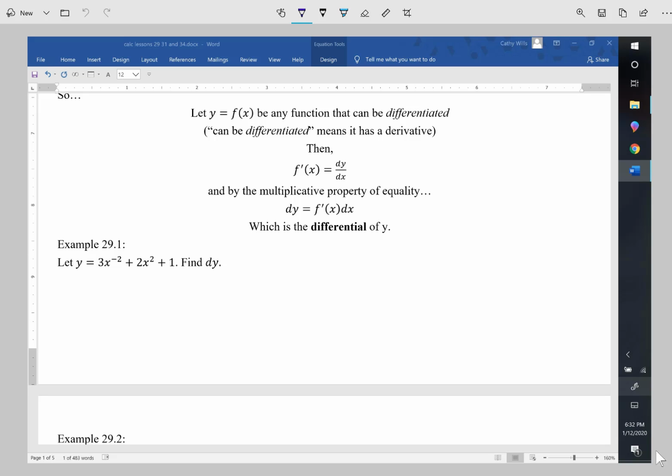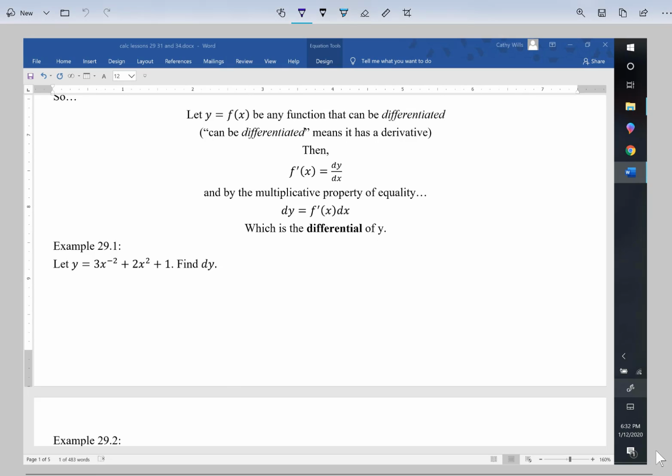Okay, let's go back and talk about the differential again. Say you have a function, y equals f of x. It could be any function that can be differentiated, meaning you can find the derivative of it. Then f prime of x, that is the slope of the tangent line to that function, whatever kind of curve it is, equal to the change in y.